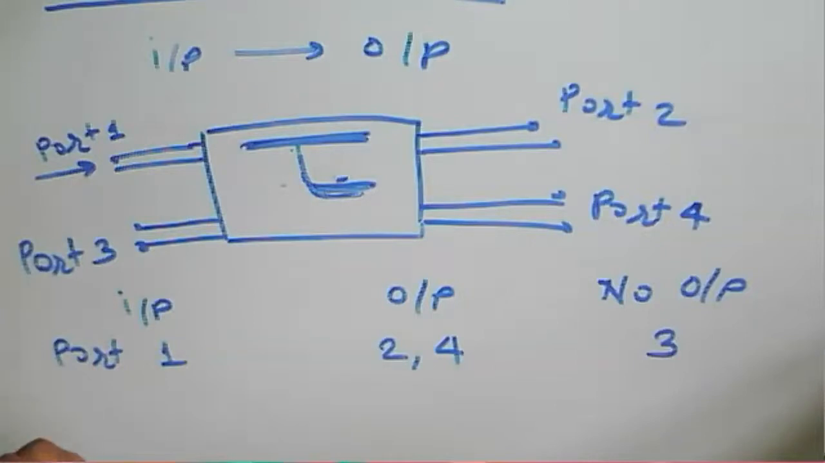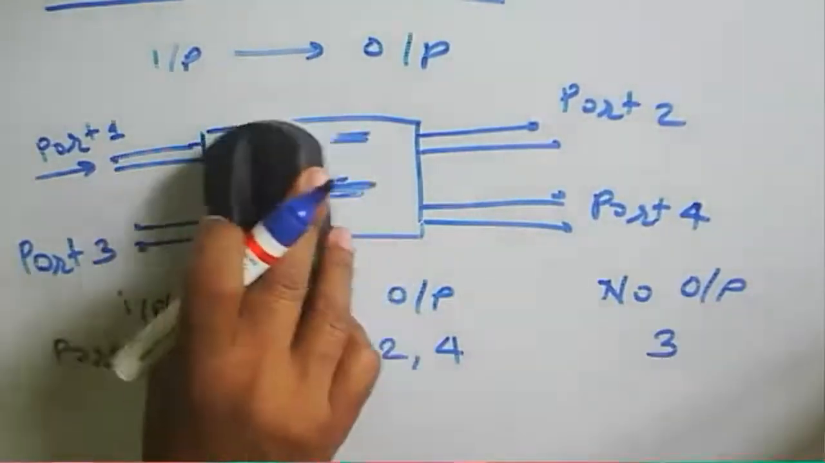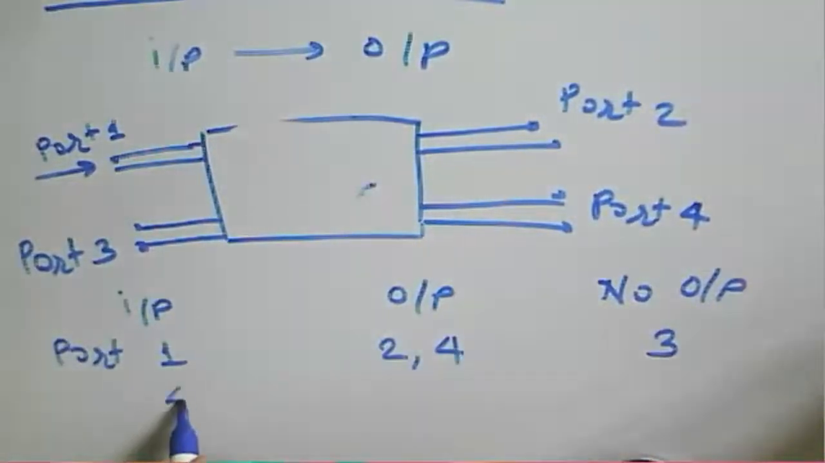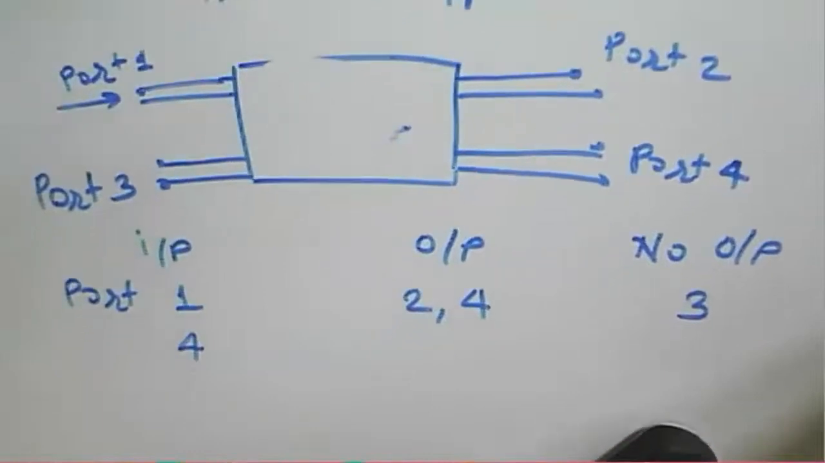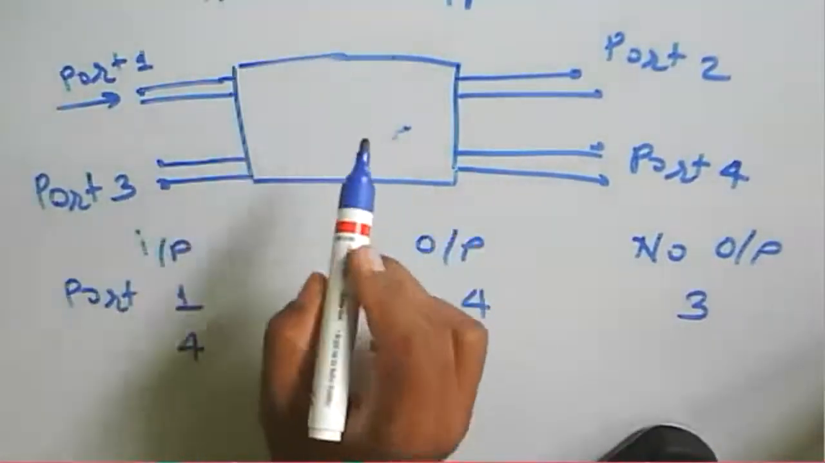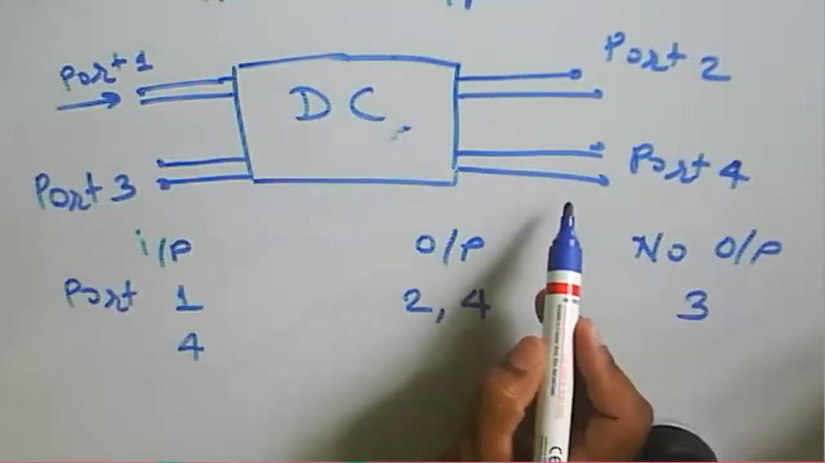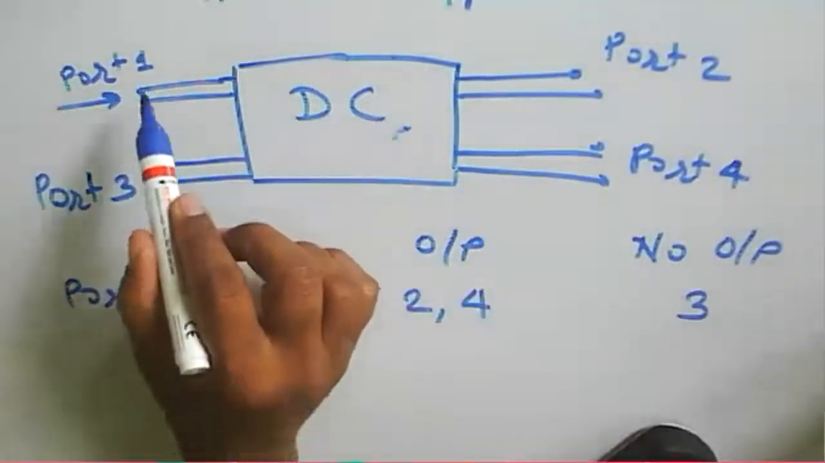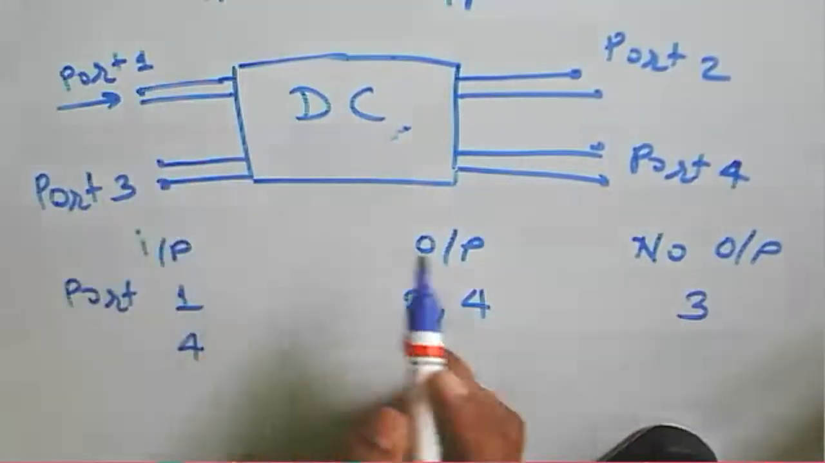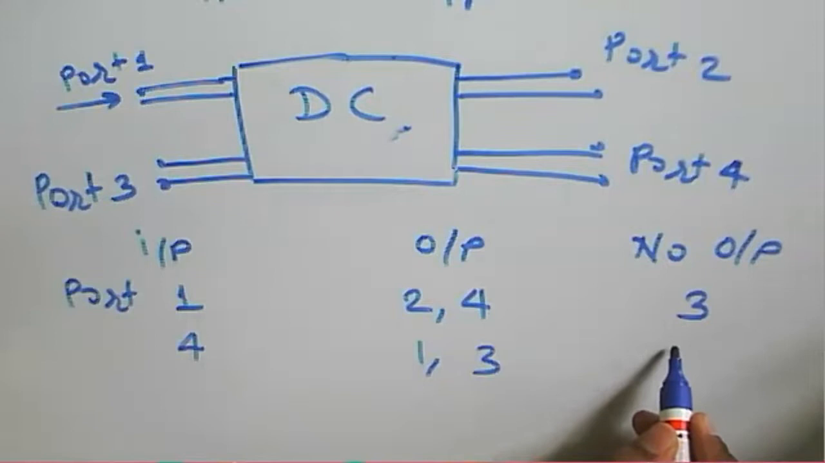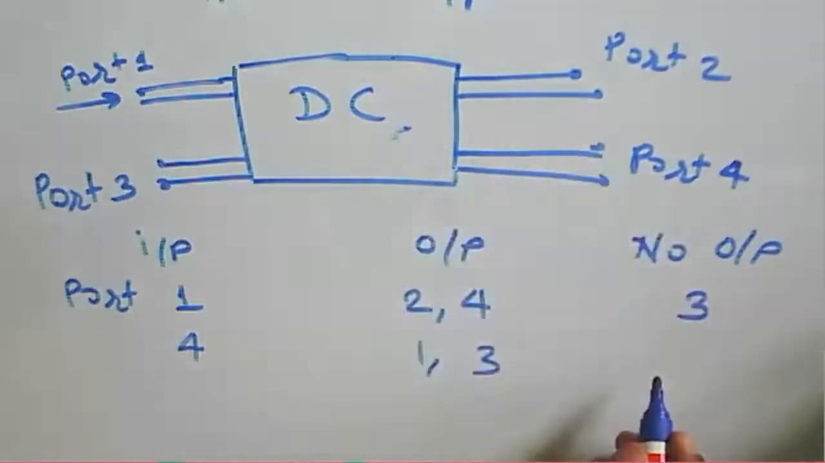Now consider another incident: input to port 4. For the given directional coupler, with input to port 4, output will be available at port 1 and port 3. There is no power output at port 2.